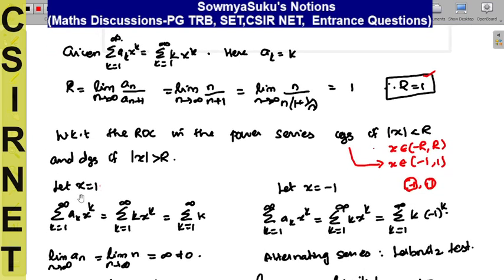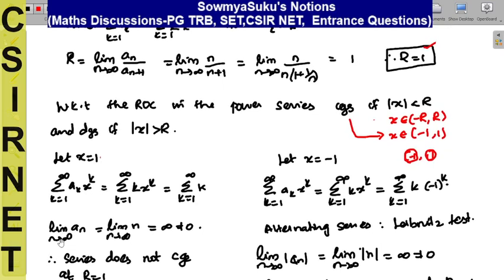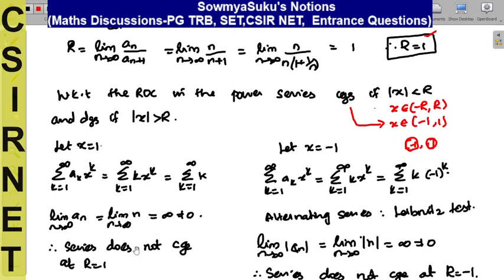For that, let x be equal to 1 and, in the next case, x equal to minus 1. Summation k equal to 1 to n a_k x^k: in the place of x we substitute 1, and a_k is already k. So we take limit n tends to infinity of a_n, which is n. Applying the limit, we get infinity, which is not equal to 0. This says that the series does not converge at x equal to 1.